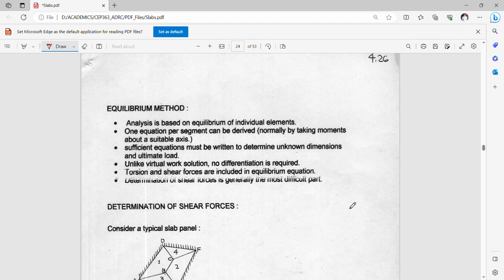So, the equilibrium method is founded on some assumptions. Namely, the analysis is based on equilibrium of individual elements. Okay, so when we say elements, we are pertaining to individual slab segments. So, one equation per segment can be derived normally by taking moments about a suitable axis.